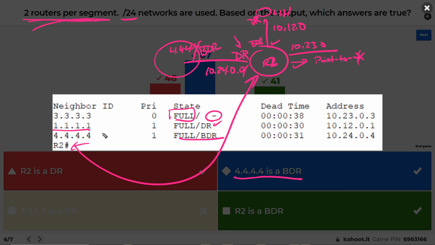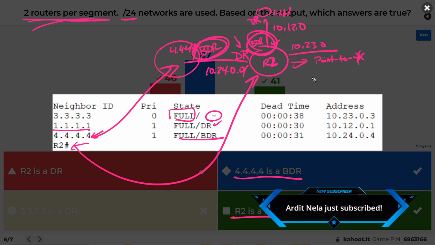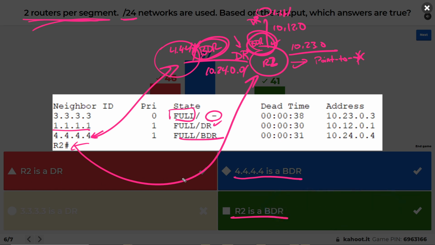4444 is a BDR. That'd be this guy right here. And that is true based on what we just looked at. And R2 is a BDR. Oh, that's tricky. This is tricky because R2 is a BDR right here on this segment, but not on the other segments. So it is a BDR for the 10.12 network right here. And let's see, R2 is a DR. Oh, wait a sec. Oh, yeah, and that's true too. I was saying that's true. It's a DR on this segment. So that is a correct answer as well.